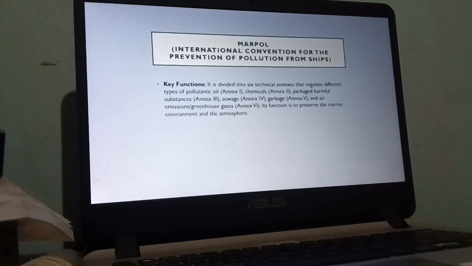Second is the MARPOL, or Maritime Pollution from Ships. So the key function is to divide into 6 technical annexes that regulate different types of pollutants. First, Annex 1 is oil, Annex 2 chemical, Annex 3 is packaged harmful substances, Annex 4 sewage, Annex 5 garbage, and the last, Annex 6, is the air emission or greenhouse gases. Its function is to preserve the marine environment and atmosphere.